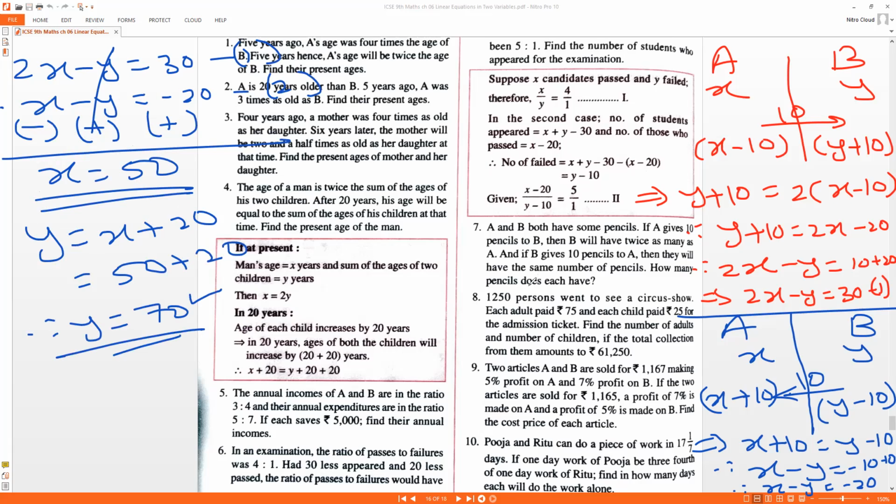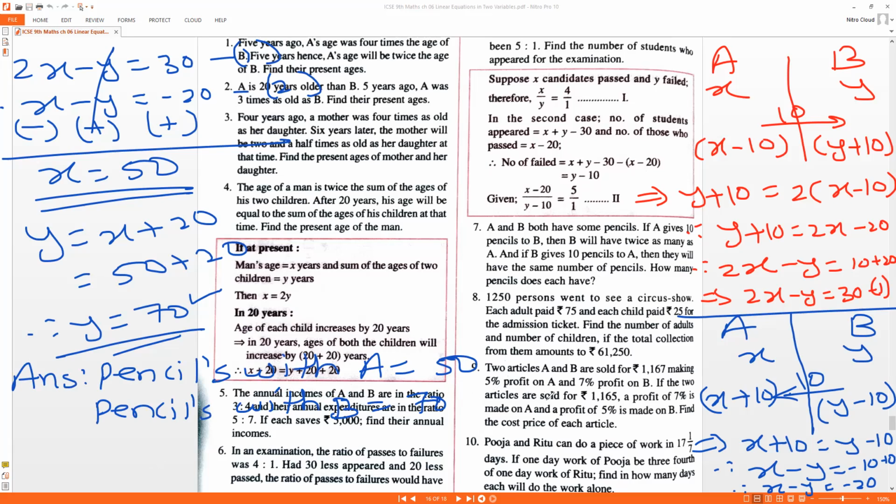How do you know whether these answers are correct? First we'll write down the answer and then we'll briefly check whether we have done it correctly or not. So, write down the answer. Pencils with A is equal to 50. Pencils with B is equal to 70. Correct? 50 and 70.